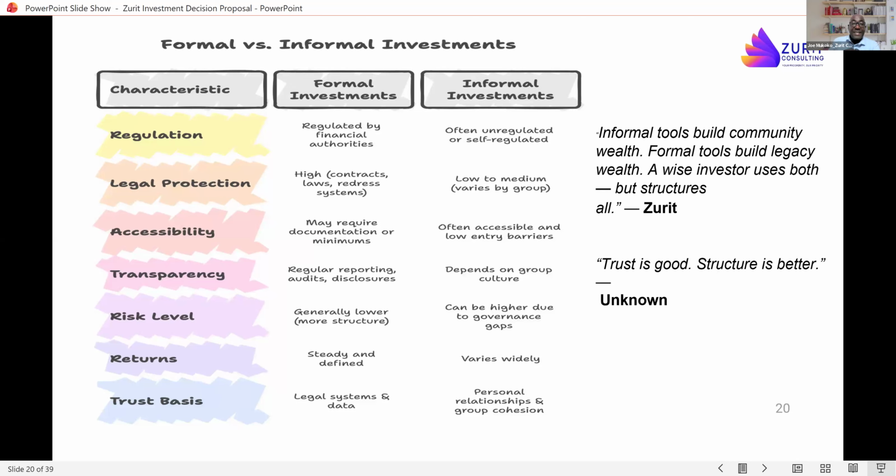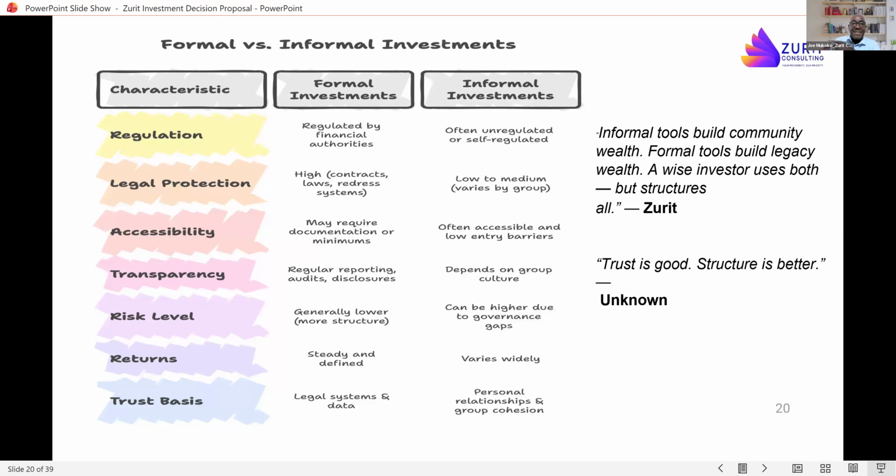In terms of legal protection, there are laws governing how your formal investment will have to work out, and you have contracts, and in the event that you lose your money, there is a redress system. In the informal investment, it depends. There could be a contract, there could be no contract, could be also a social contract. And those who've invested your money, based on the community, know that if this happens, I will pay or my family will pay back.